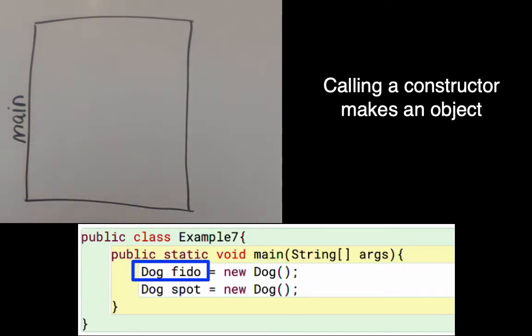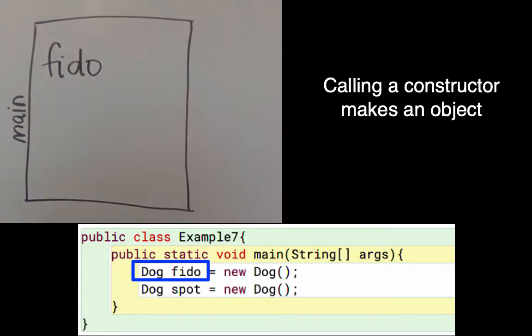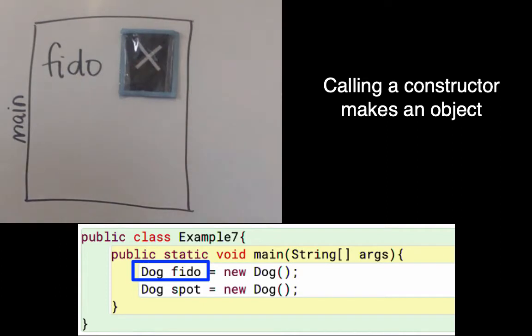So the left-hand side creates a variable with the name fido, and its type is Dog, which means it can hold a reference of type Dog. So we'll use that, just like we did with arrays, to hold a reference of something of type Dog. On the right-hand side, it says new Dog.